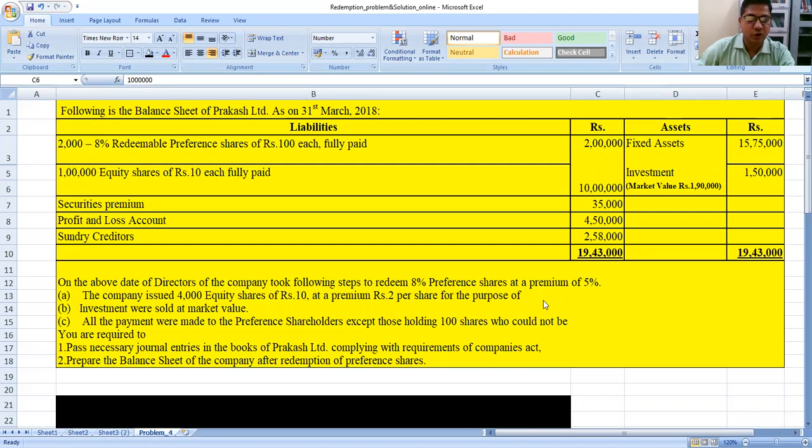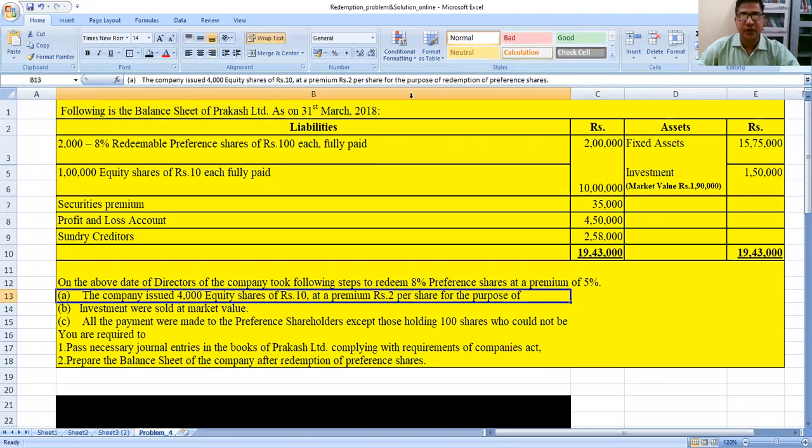For the purpose of... here they have not provided any kind of purpose. Premium of rupees 2 for the purpose of, here we can say, redemption of the preference shares.